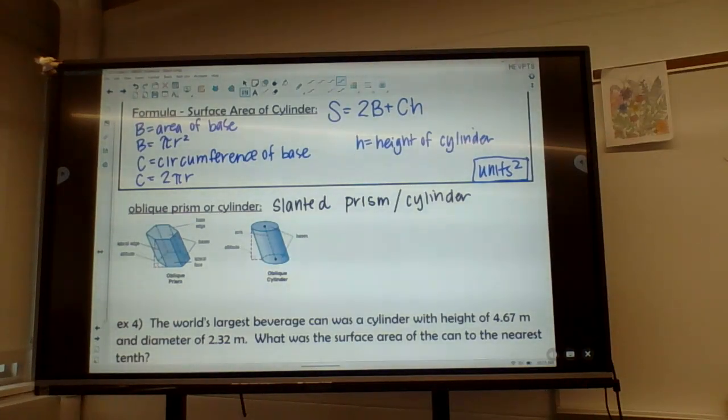So like I said, we're not going to do the oblique prisms or cylinders today. I can't remember if we'll get into them in this, I'm getting mixed up between this book and other books I've taught out of. So we'll kind of wait on that one.